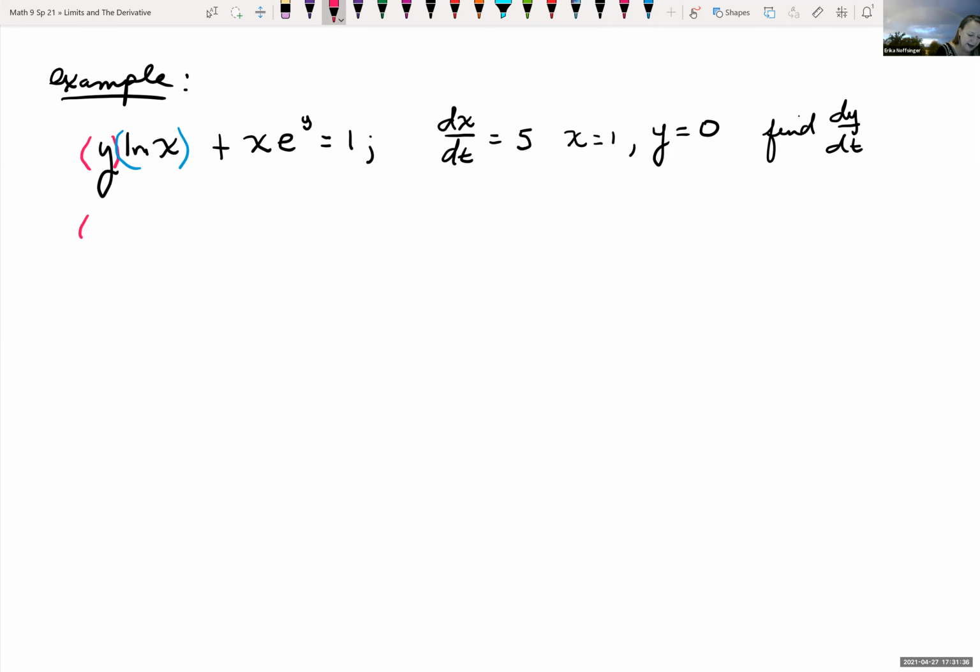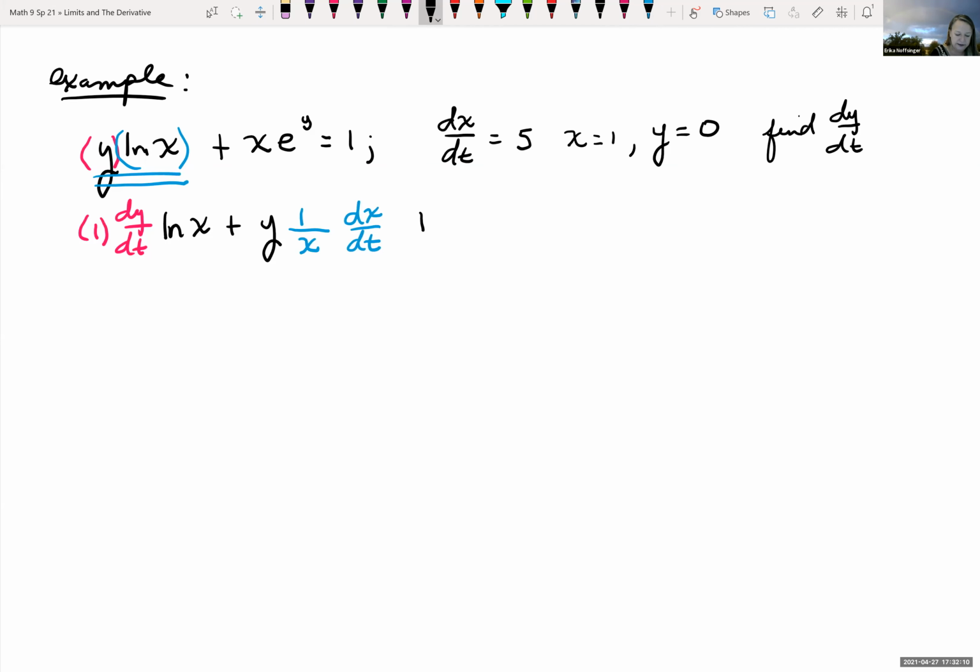So the derivative of y, so that's 1 dy/dt, times natural log, plus y times the derivative of the second. So the derivative of natural log of x is 1 over what you're taking the natural log of, which is x, times the derivative of what you're taking the natural log of, which is 1 dx/dt. So that was just the derivative of this first piece.